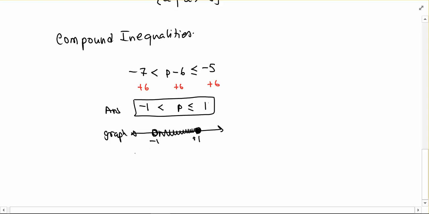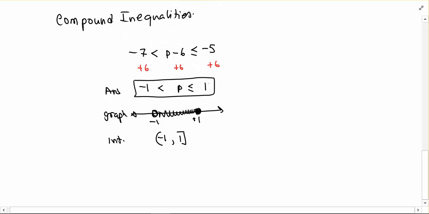And in interval notation, this would be minus 1, 1, with a parenthesis and a bracket, and in set builder notation, this would be p, line, the answer, like so. There it is.